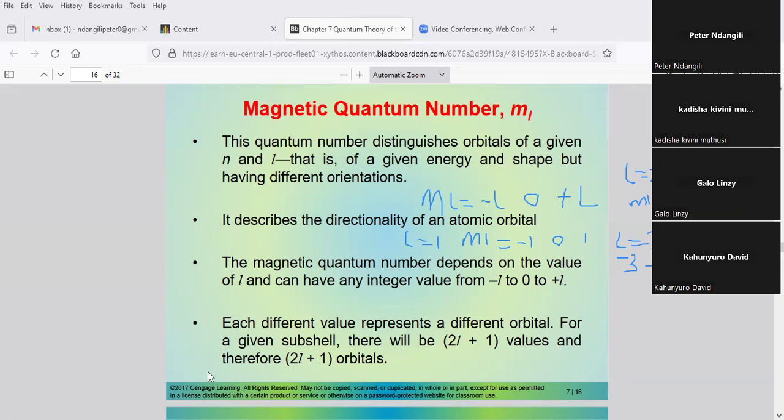Yes, another question? Good. So what can you see? I've shown that when L is equal to 1, we have -1, 0, and 1. When L is equal to 2, we have -2, -1, 0, 1, 2. When L is equal to 3, we have -3, -2, -1, 0, 1, 2, 3. What about when L is equal to 0?